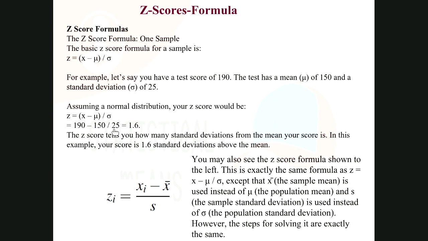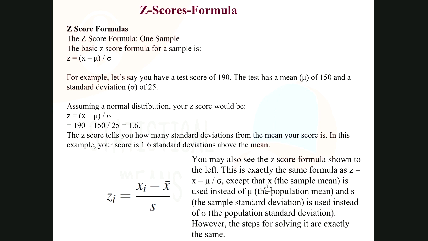And hopefully, I hope everybody in their previous math course learned how to manipulate numbers. In this case, say you didn't know Z, but you knew mu. You still can figure it out, okay? Or you didn't know the mean, but you had all the other information. So you can just substitute that way. And the Z-score tells you how many standard deviations from the mean your score is. In this example, your score is 1.6 standard deviations above the mean.